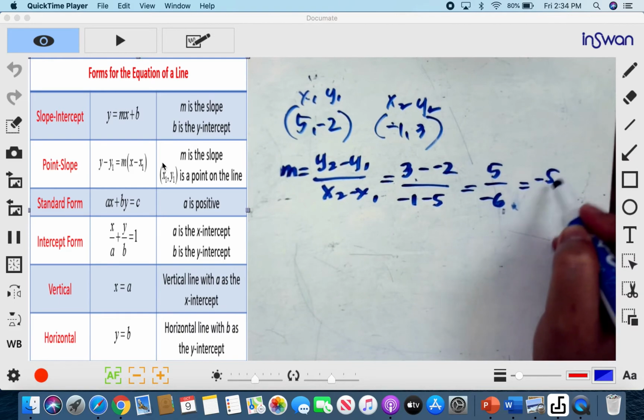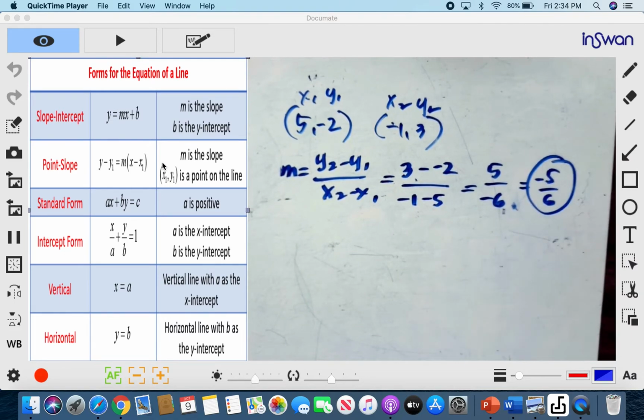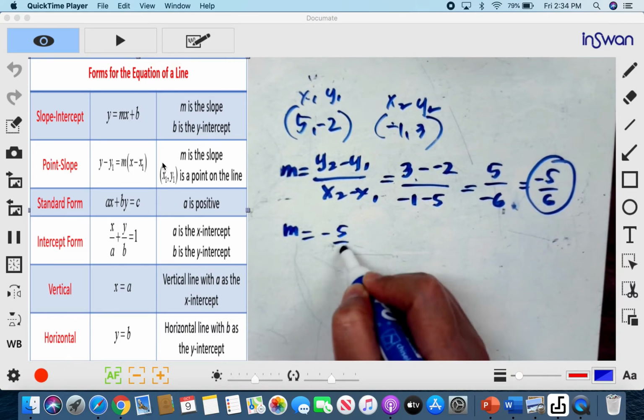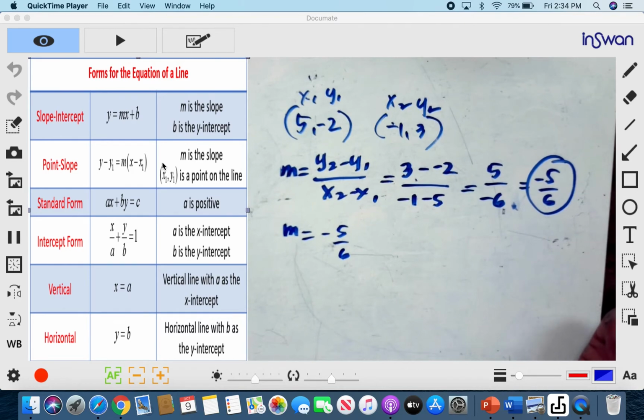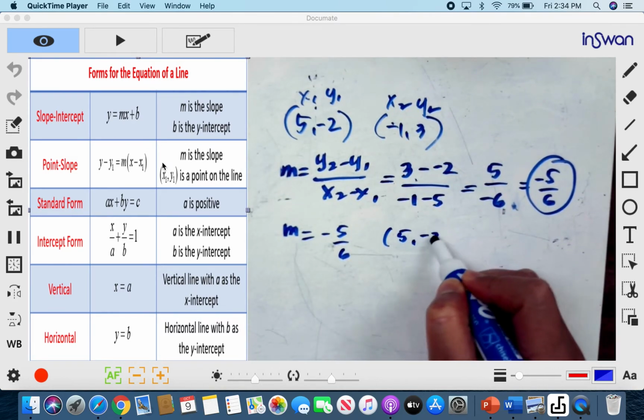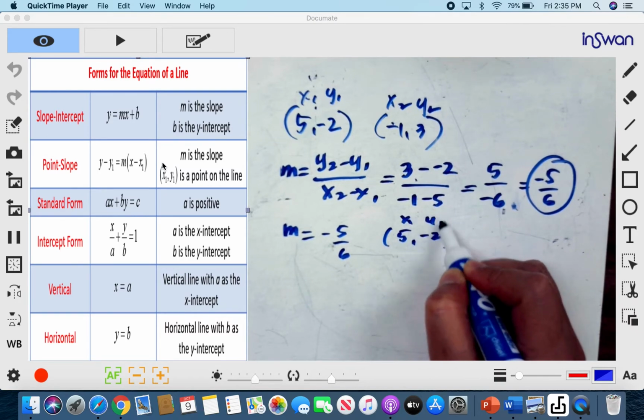You can also write it as -5 over 6. Because from the previous illustration, the slope of this line should be negative because the graph is slanting to the left. So you have a slope already, and you even have more than one point. You have two. You can choose any of them. Let's say I already put it as 5, -2 as my x1 and y1. I'm going to use it.